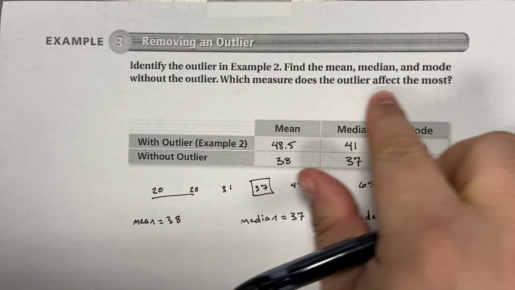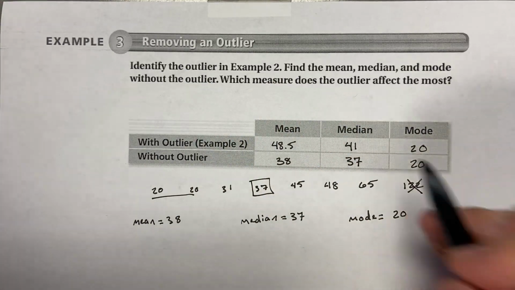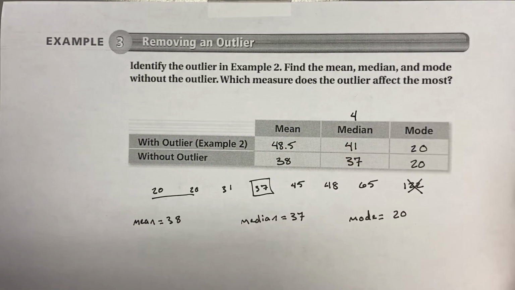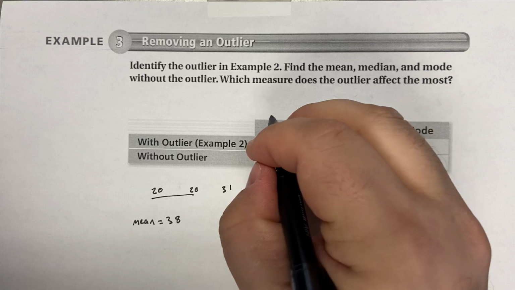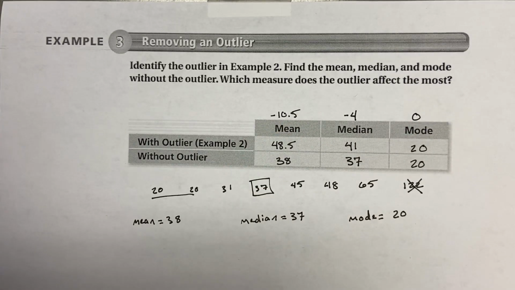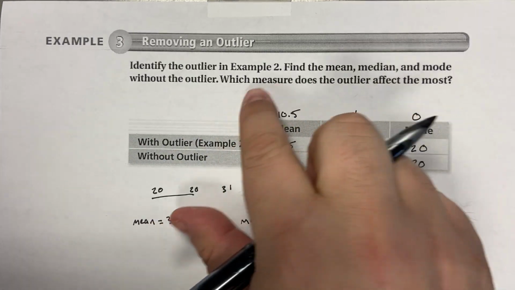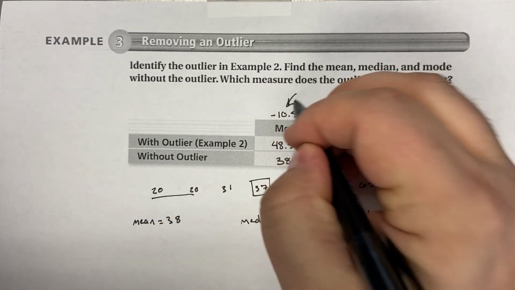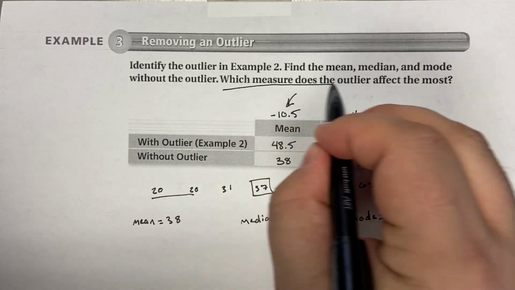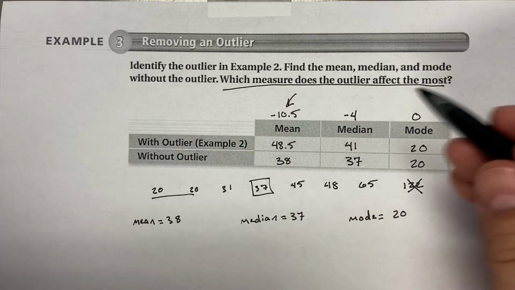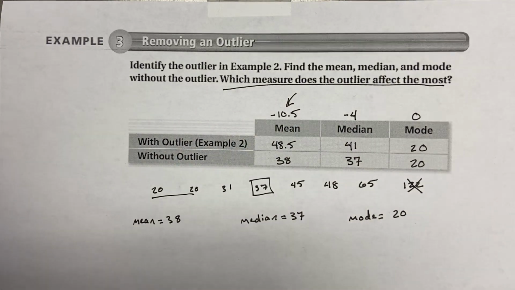Which measure does the outlier affect the most? So in other words, which one of these changed the most? So this changes by 4. It decreased. And this changed by 10.5. And this didn't change. So the measure that was affected the most by the outlier would be this guy. Well, obviously that's the mean. So the mean is affected the most.